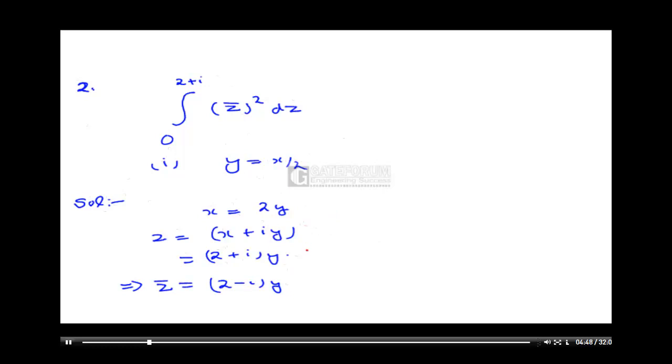Okay, from here I will get dz equal to (2 plus i) dy. Now the integral I is equal to 0 to 2 plus i of z bar square dz. This is equal to, on substituting in terms of y, (2 minus i) y whole square dot (2 plus i) dy. This limit of integral will become from 0 to 1, because z we have substituted (2 plus i) y, so y will become 1. Okay, when z equal to 0, y is equal to 0.